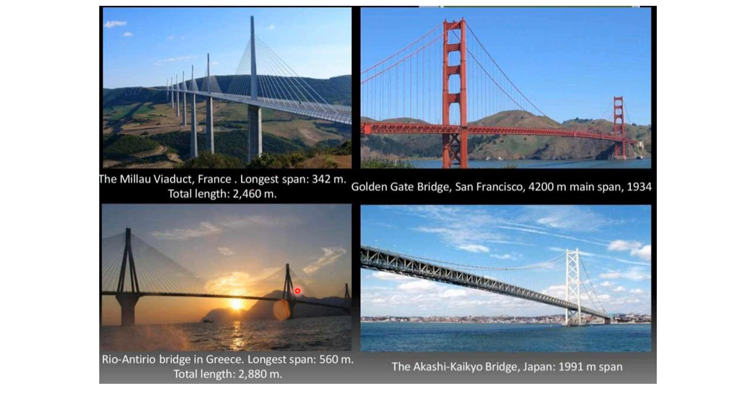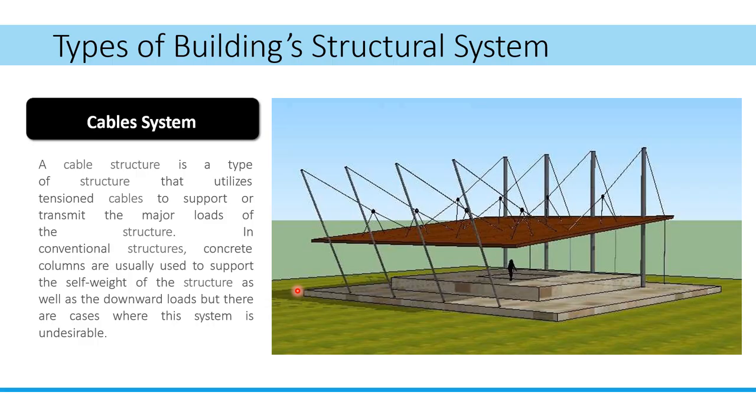There are also many examples. You can also see around you when you are traveling to other cities. A cable structure is a type of structure that utilizes tension cables to support or transmit the major loads of the structure. High tension cables are used here, for example, here is a shell element. The whole shell is supported by the cables, and ultimately cables are attached to the sides.